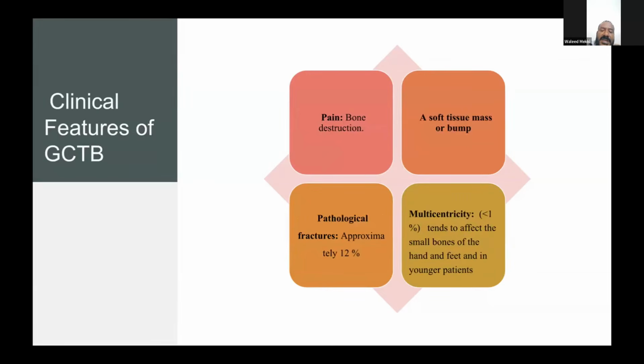Clinical features of giant cell tumors: mostly there is pain, which is obvious due to bone destruction, and usually there will be a soft tissue mass or bump. 12% of patients will present with pathological fractures. In less than 1% of patients, it's multi-centric, and usually in such cases it occurs in small bones of the hand and feet and in young patients.